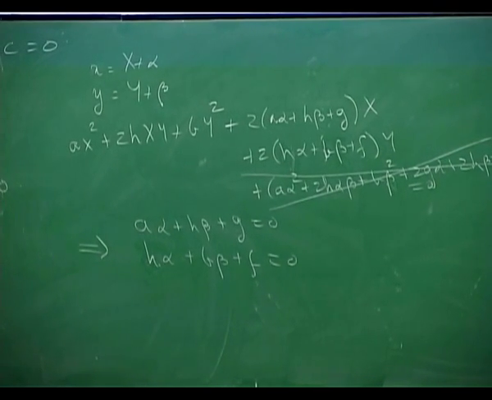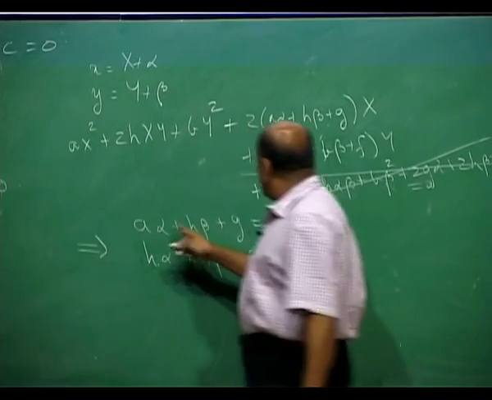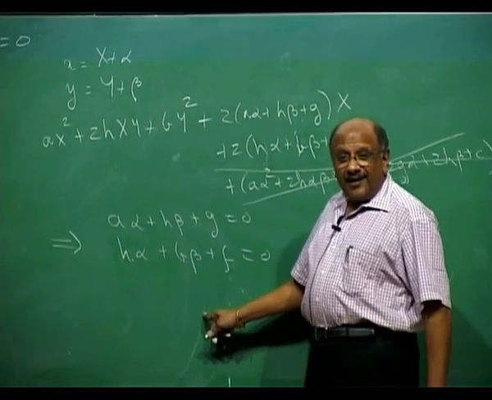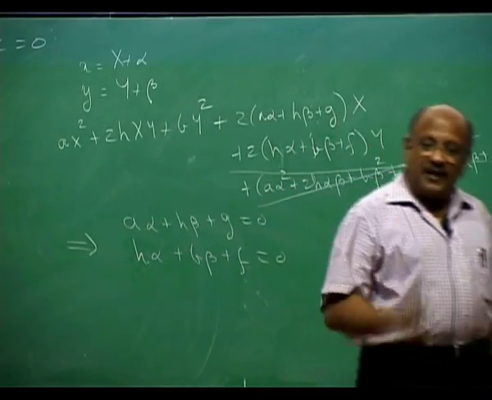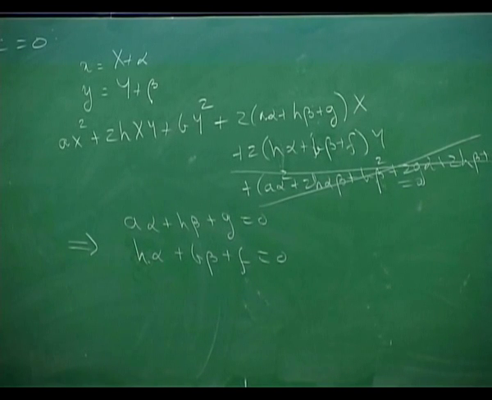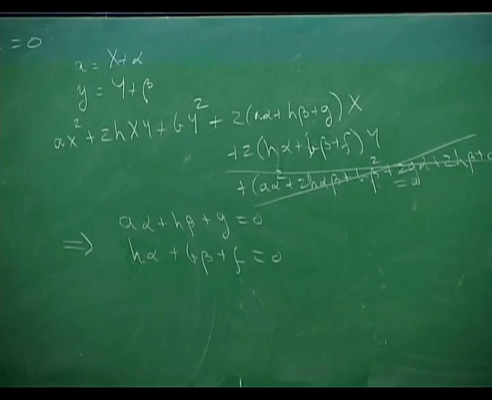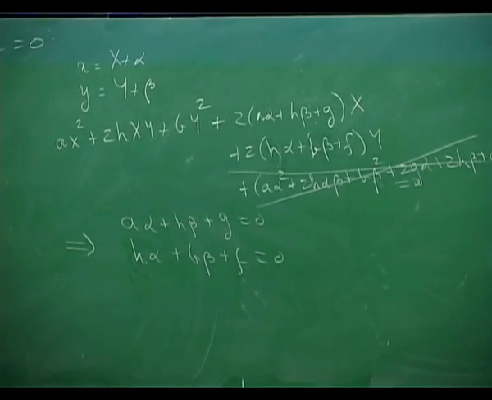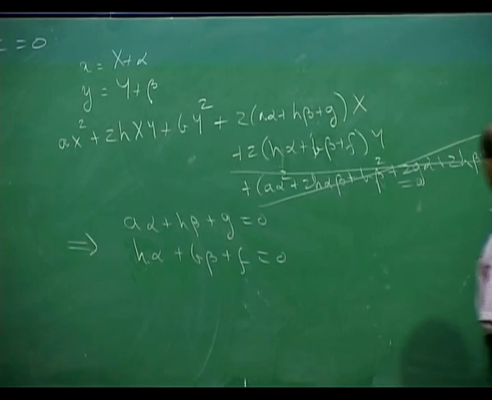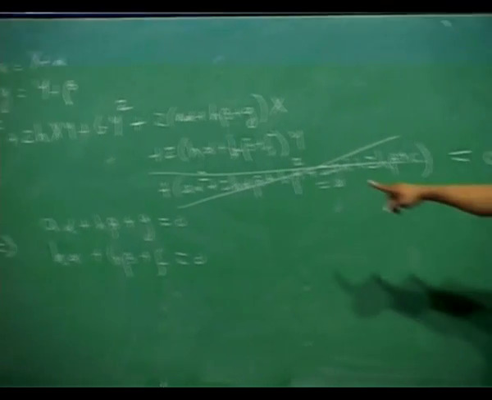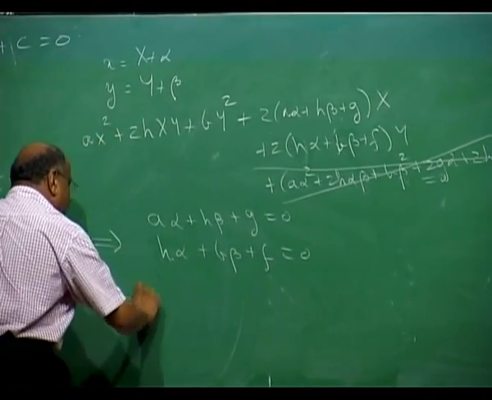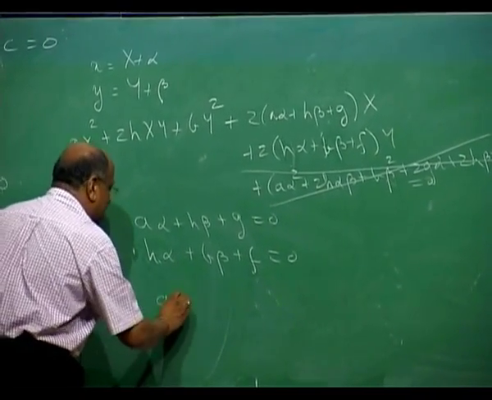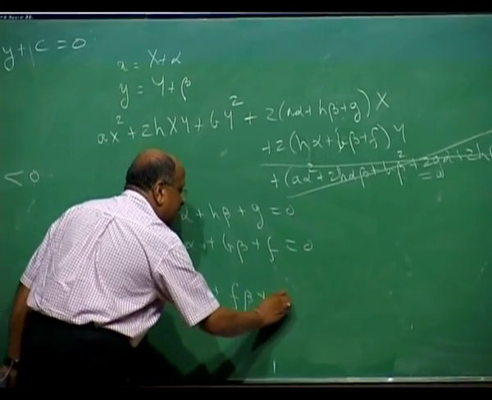Now this is a pair of simultaneous equations in two unknowns alpha and beta, and because ab minus h square is strictly negative, this has a unique solution. So the point of intersection can be determined by solving these two equations. Now if you combine these two with the condition that the constant term is 0, you can rewrite it, go home and do it as an exercise. It will also imply that g alpha plus f beta plus c equal to 0.